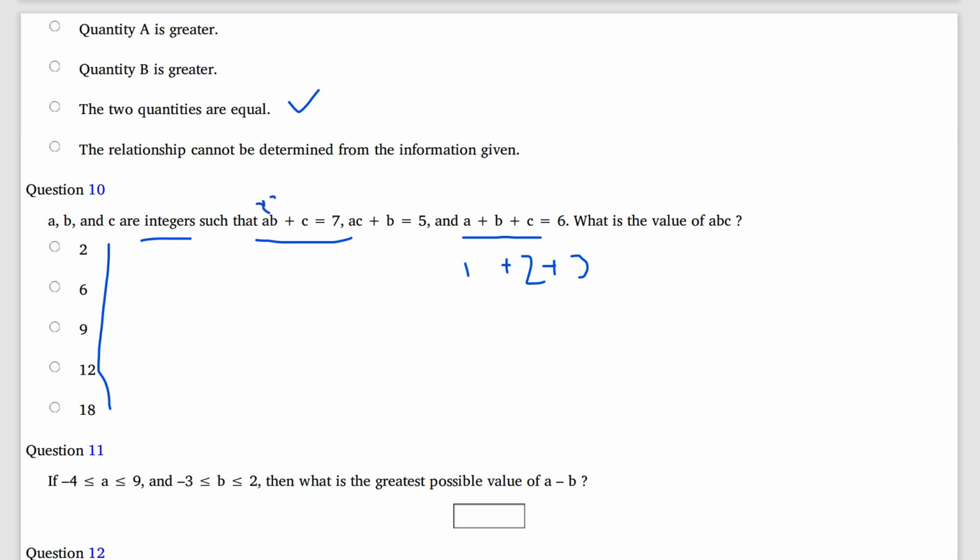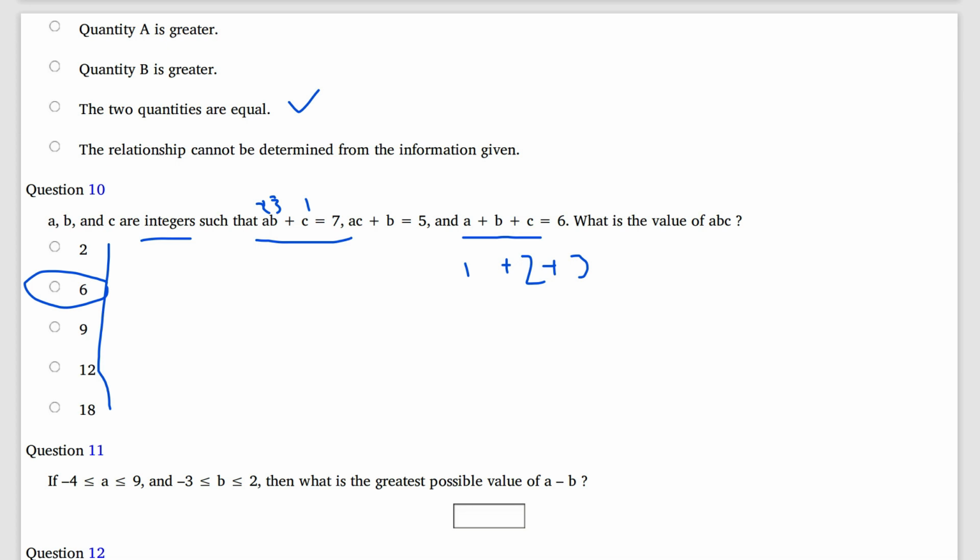2, 3, and 1. That's where you'd get 7. And then you'd get 5. And then, yeah, 2, 3, and 1. And so they multiply to get 6. That's kind of a random question, though. I only got it through picking numbers.